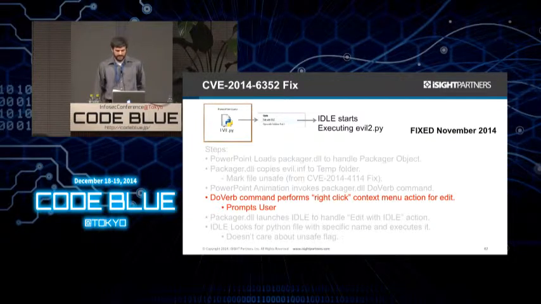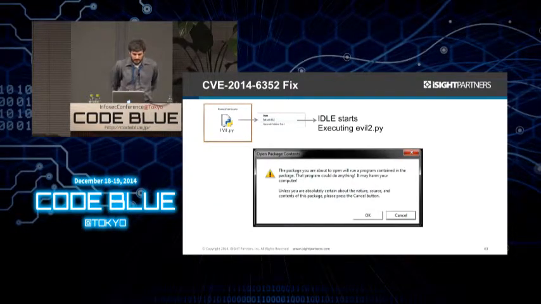So the real fix happened in November, and what they've done now is this: every time you go to do a do verb right-click context menu, it's now going to prompt the user. The package you are about to open will run a program contained in the package. That program can do anything. It may harm your computer. Unless you are absolutely certain about the nature, source, press cancel. So I read that and I say, okay, I'm going to press cancel. But some users just like to click OK.